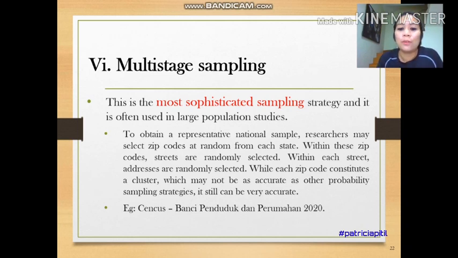Bancian Penduduk dan Perumahan 2020. Have you ever been approached by Banci volunteers? They are not reaching all the houses or all the kampongs in Malaysia. They will choose, but they will pick by street, by lorong, by postcode macam tu, to ensure that the rumah that they will approach represents penduduk perumahan di Malaysia ataupun in Sarawak contoh. So this one is very detailed and needs hard work lah.